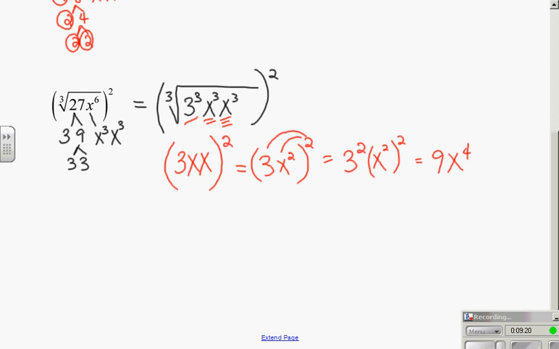This idea of simplifying radicals will be covered more in the next lesson, so this is a nice preview transition to that.